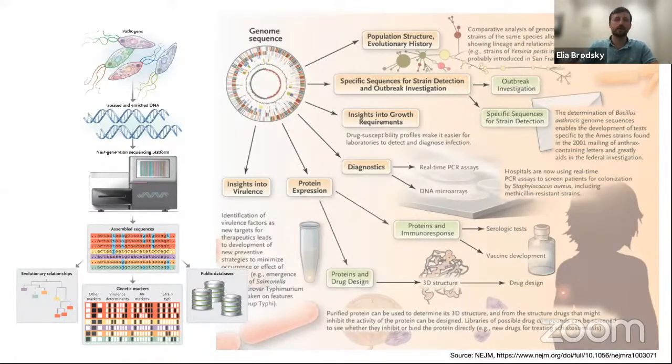But you can see some of the other insights that could be gained from the analysis of that data, including insights into virulence, protein expression to understand potential proteins for drug design, proteins and immune response, diagnostics so that you can really understand the type of strain or even a specific variant that is causing some particular aspect of the clinical manifestation of disease, insights into growth requirements so that you can understand drug susceptibility, specific sequences for strain detection and outbreak investigation.